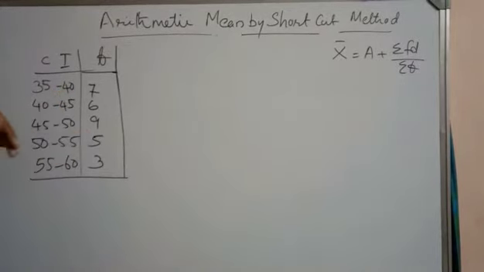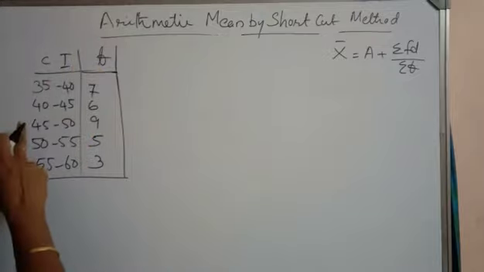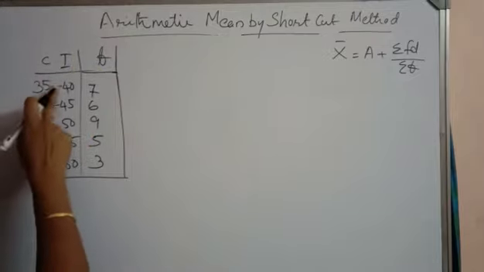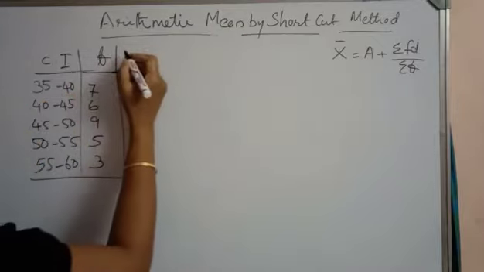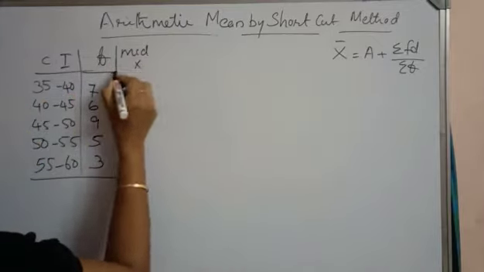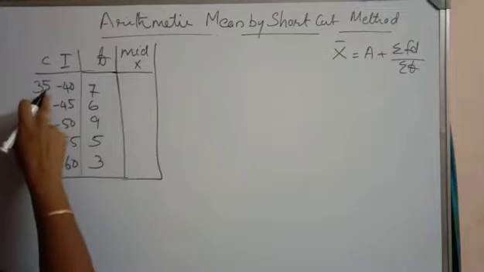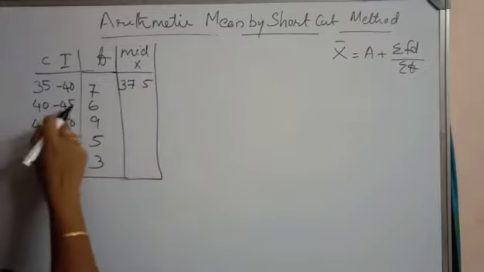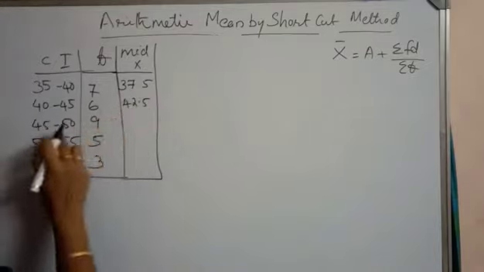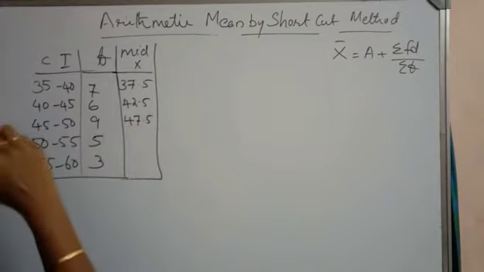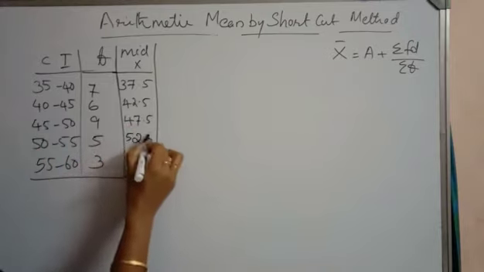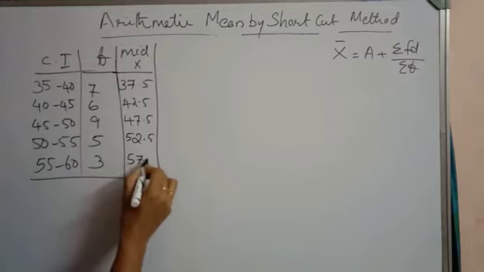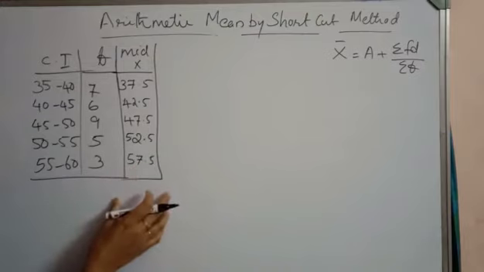Consider one more example. So this is in the class interval form. If a question is given in the class interval form, you have to first find the mid value of x. Mid value, as I have told you, you have to add the lower limit and the upper limit and divide it by 2. So let's find the mid value of x first. 35 plus 40 divided by 2, you will get 37.5, and this will be 42.5. Then the next is 47.5, 52.5 and 57.5. These are the mid values of x you are getting.